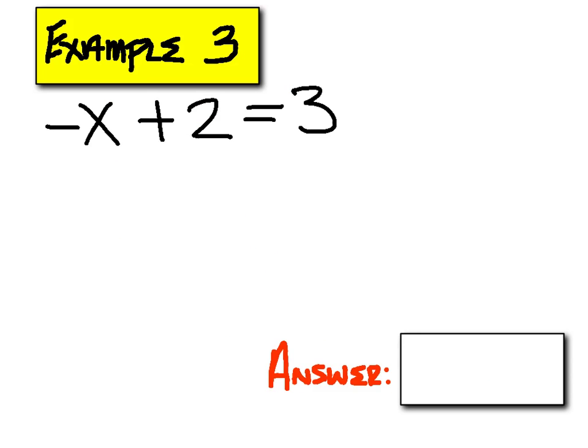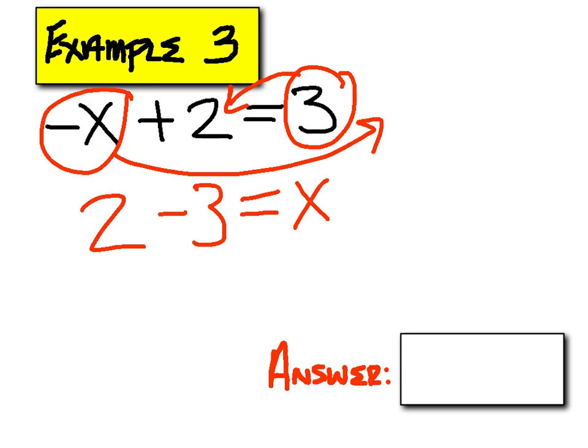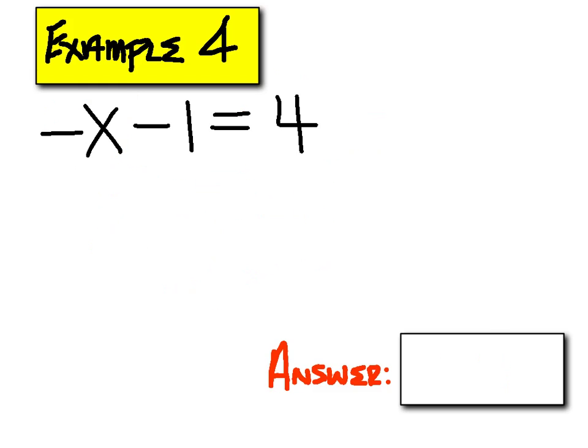Okay, so for example 3, we have -x plus 2 is equal to 3. We want to do the same thing. Our -x is just out front this time. We want to bring it over to the right side. We've got a +3 that we want to take over to the left side. So when we bring our 3 to the other side, we need to make it negative. So we have a +2 minus 3 is equal to x. 2 minus 3 is -1, so x is equal to -1.